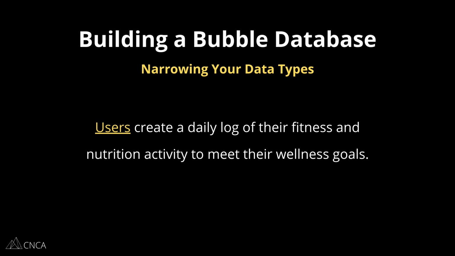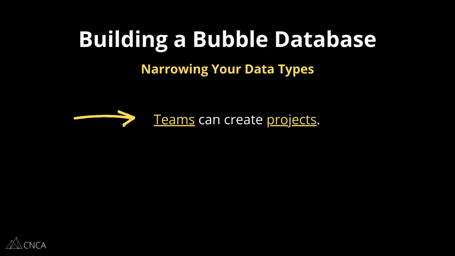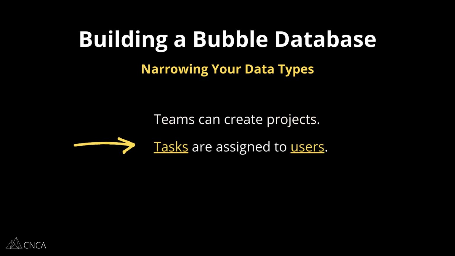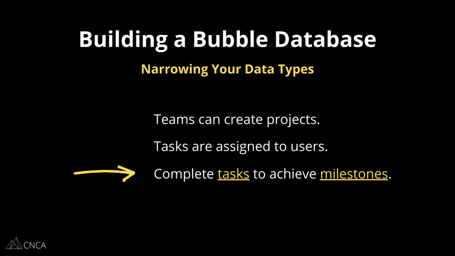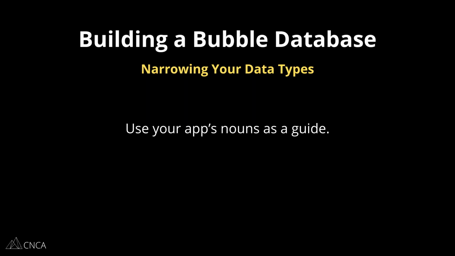Now, if you're having trouble figuring out how to break down your database into distinct and unique data types, think about the most important nouns that you may encounter when describing your app's most vital functions. For example, in a fitness tracking app, I want users to create a daily log of their fitness and nutrition activity so they can meet their wellness goals. In a project management app, I want teams to set up projects with tasks that they can assign to other users in order to accomplish milestones. Usually these nouns will be a good indicator of when you need to separate data types for them.